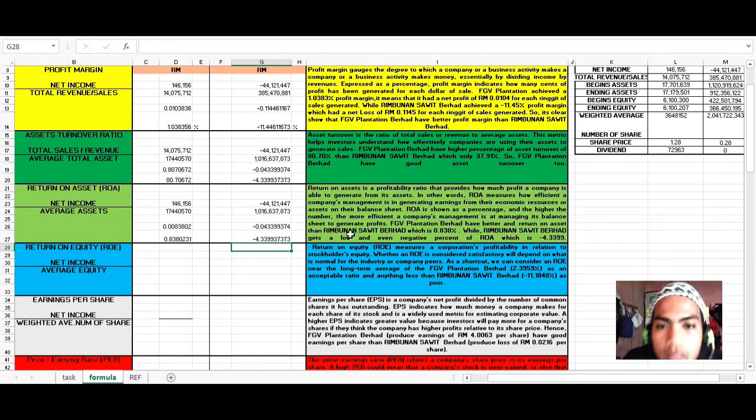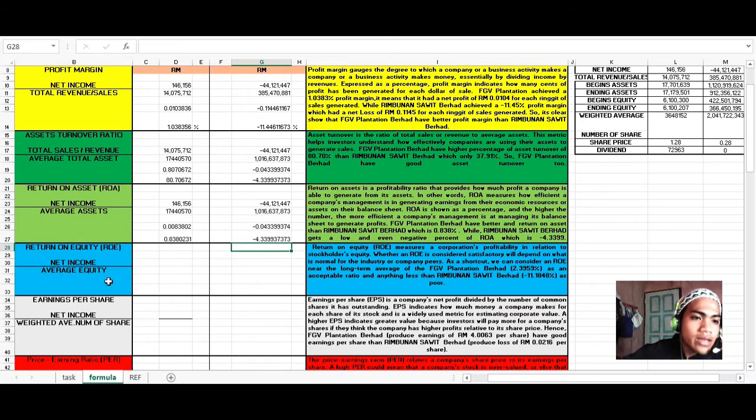Return on asset is a profitability ratio that shows how much profit a company is able to generate from its assets. So FGB Plantation has a better return on asset than Rimbunan Sawit BERHAD, which is 0.838%, while Rimbunan Sawit BERHAD gets a low and even negative percent of ROA, which is negative 4.